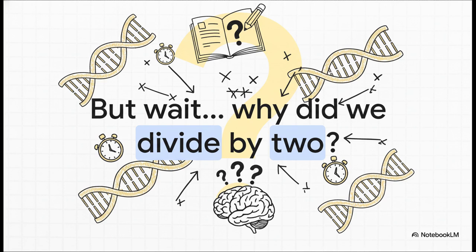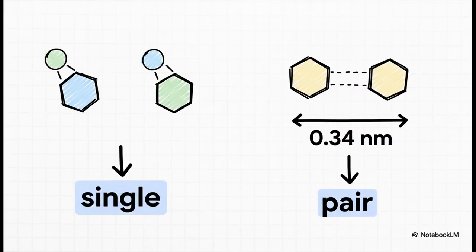Why on earth did we divide by 2 at the very beginning? This is a classic exam trap, and we're not going to fall for it. Here's the deal. That 0.34 nanometers value is for a pair of nucleotides. You know, 1 on each side of the double helix. But the question gave us the total number of single nucleotides. So before we can use that 0.34 value, we have to figure out how many pairs we're working with. It's a tiny step, but it's worth a mark, and it's the key to getting the whole thing right.